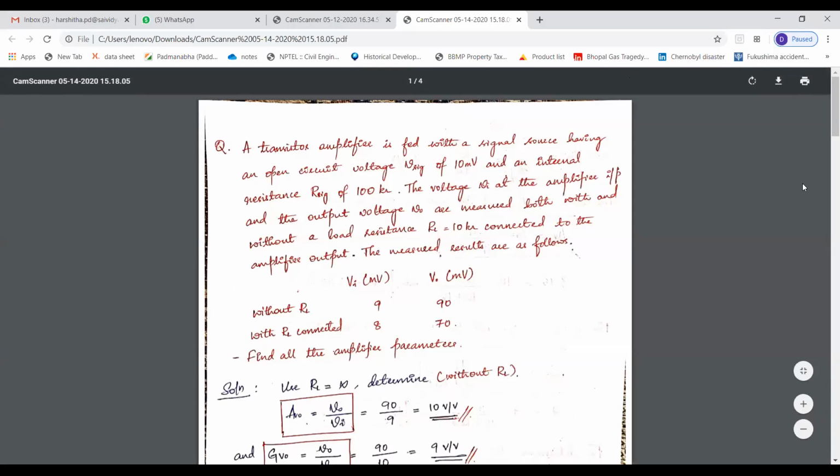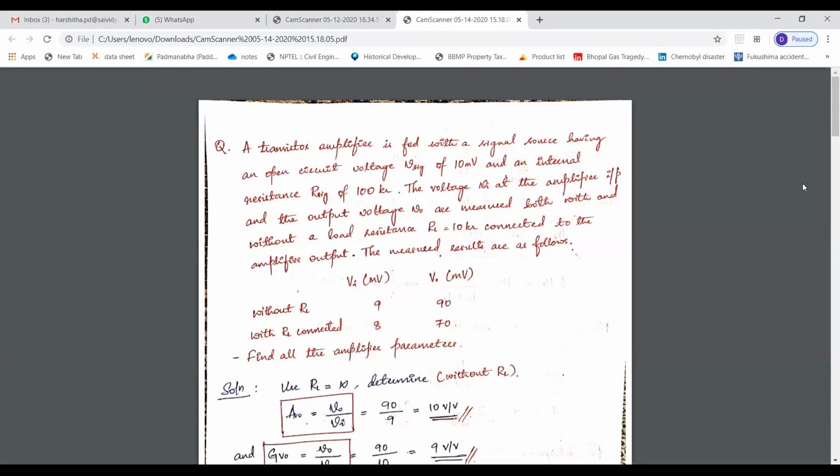Hello everyone. In this session, we'll be solving a problem based on characterizing amplifiers. So this is the question. It says a transistor amplifier is fed with a signal source having an open circuit voltage Vsig of 10 millivolts and an internal resistance Rsig of 100 kilo ohm.